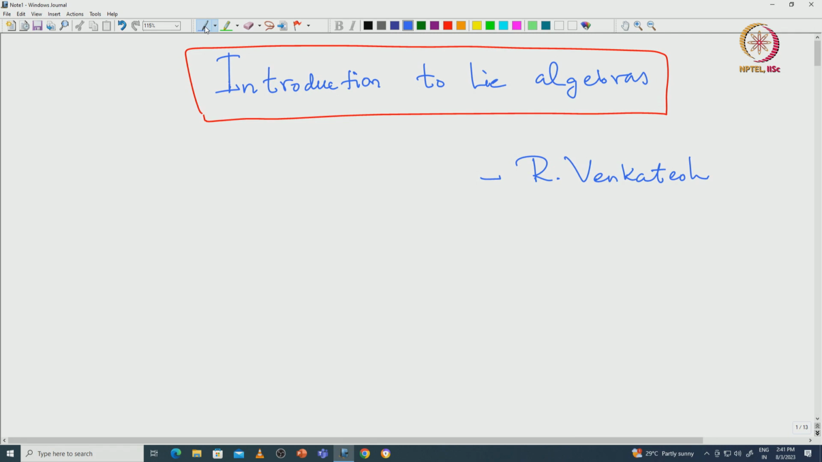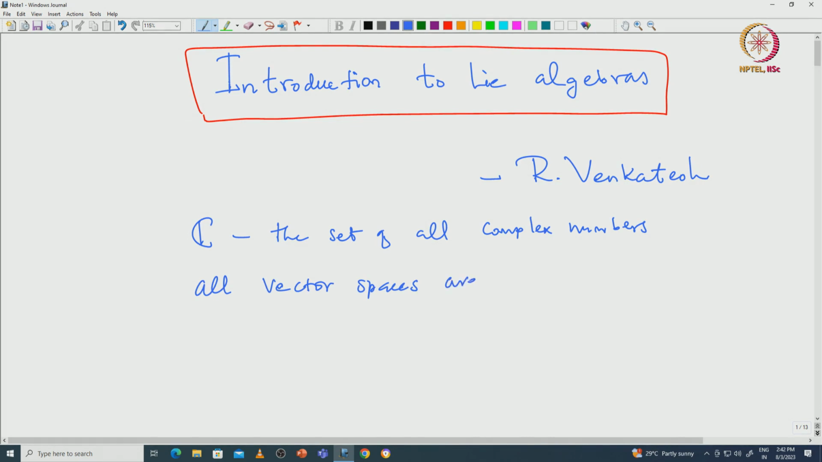So, we will always work over complex numbers. Let us say C denotes the set of all complex numbers. We always assume all the vector spaces that appear in this course are finite dimensional vector spaces over the complex numbers C, unless otherwise specified.